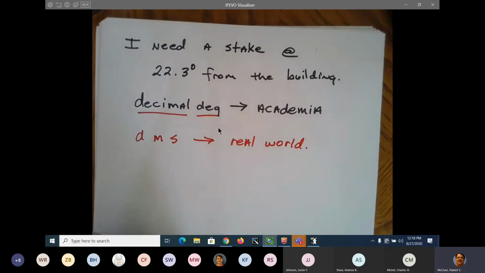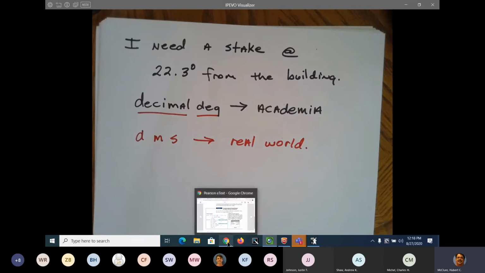So how do you change between the two? Well, we're going to talk about that right now. And it's real easy to follow. I have to look at it myself because very rarely do I run into anybody with decimal degrees. Usually it's in academia, and that's why I don't run into it very often.